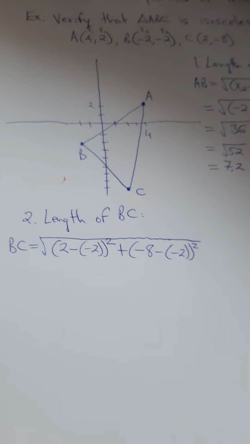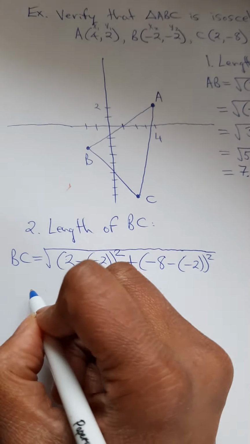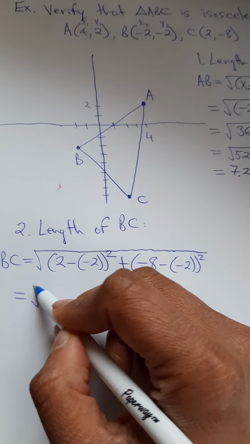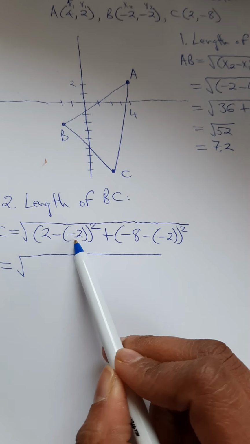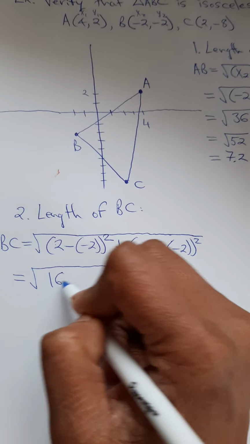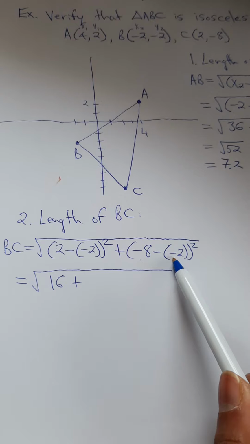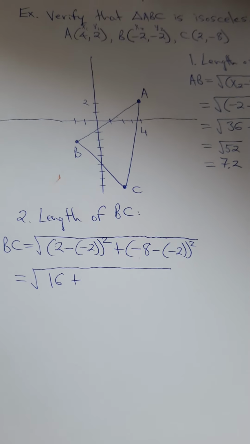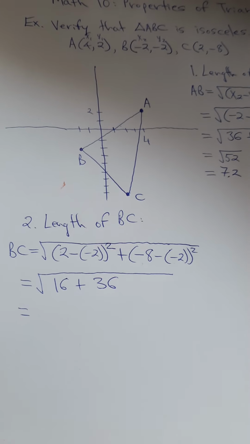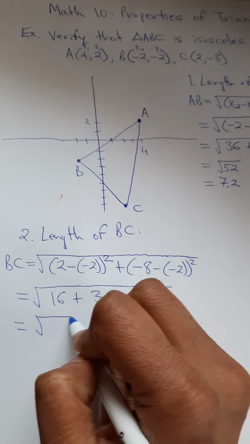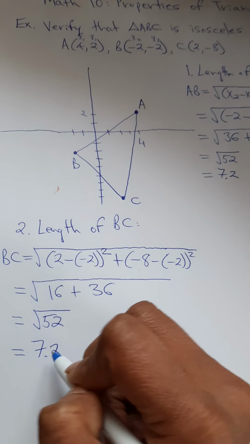So remember, again, it doesn't matter which point is the first point or the second point. Just make sure you don't switch it around in the middle. Okay, so I'm going to take the square root here. This is 2 plus 2, so 4 squared, 16. In this bracket, negative 8 plus 2, so negative 6 squared, which is equal to 36. Everyone see that? And again, I notice I'm getting square root 52, which is equal to 7.2.